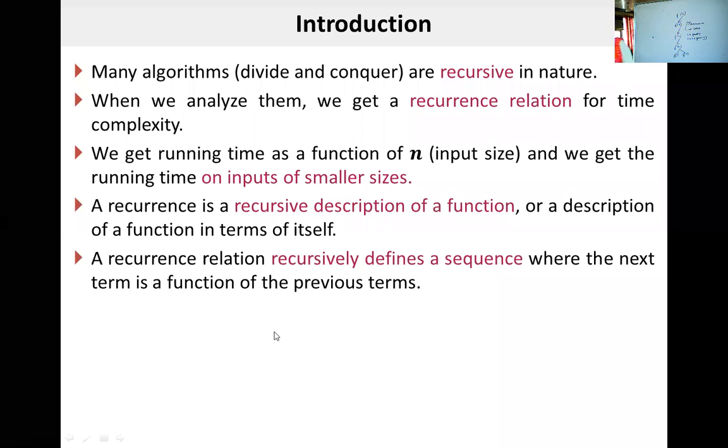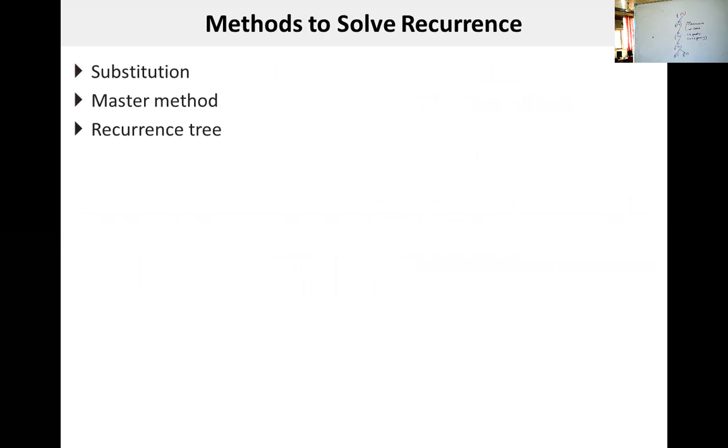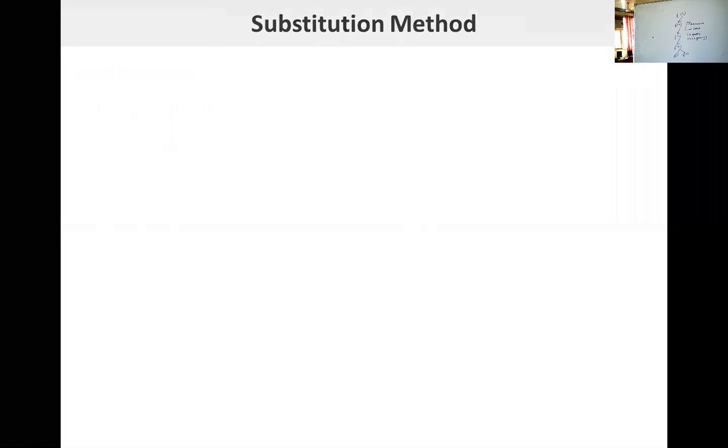Fine. So a recurrence relation recursively defines a sequence where the next term is a function of the previous term. Means when you make f of 5, you also need f of 4 and f of 3. That means f2, f3, f4 are the previous terms for the calculation of f1. Okay? So there are 3 methods by which we will be solving this recursion. First is the substitution method, then the master theorem or master method, and then the recursion tree. We will first do the recurrence relation using the substitution method.